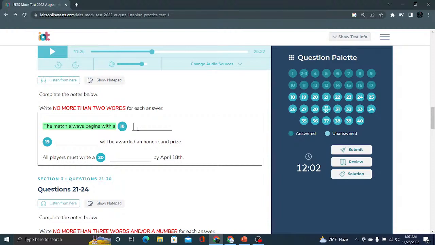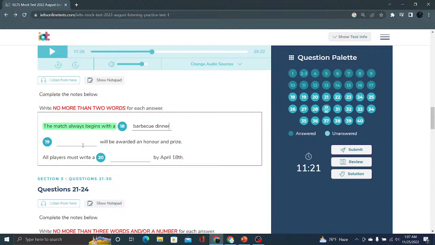So the answer would be barbecue dinner. As she was saying that at the beginning we hope to start the season with a barbecue dinner. Okay, that's right. The answer would be barbecue dinner.